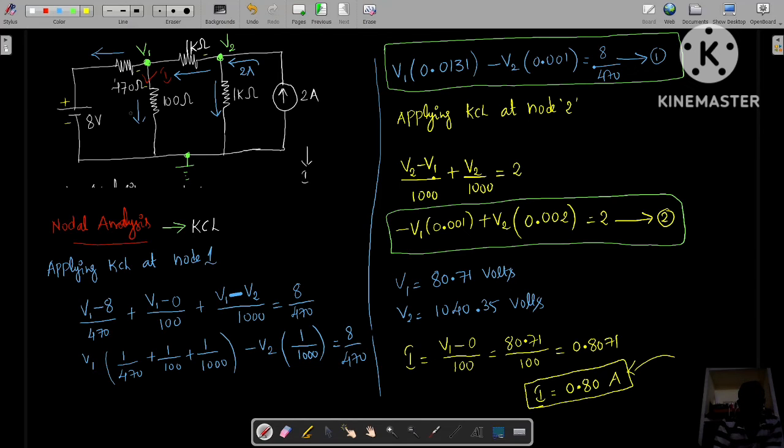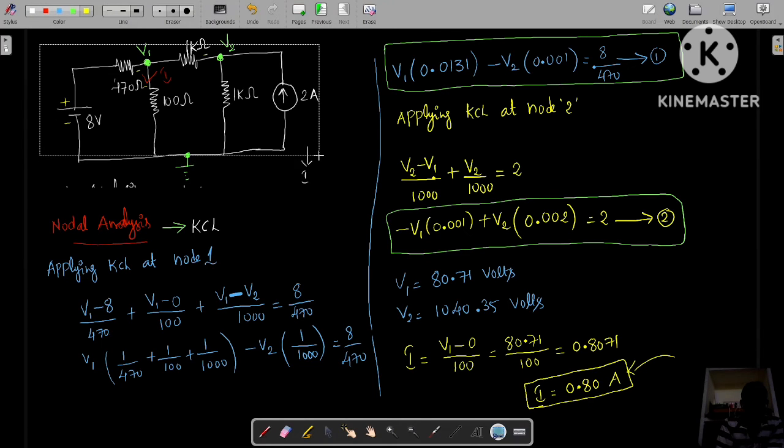Now we'll take the same circuit. Let me erase some of the things. Let me take the same circuit and paste it in the next page, because I need to apply Thevenin's theorem. I need to apply Thevenin's theorem.